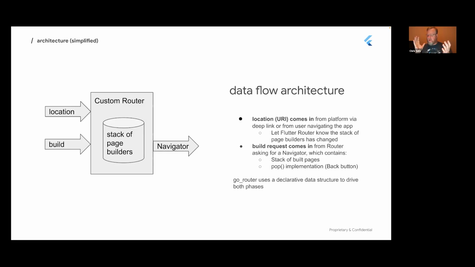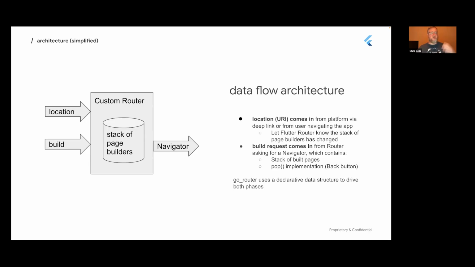And then phase two is, when it's time, the router will say, okay, I need the actual stack of pages. And that stack of pages is bundled into something called a navigator. And the navigator has two things. It's got the stack of pages, right? So if there's a single top level route, then it's just a stack of one page. If there's multiple pages, that's where you get things like the back button automatically appearing in the app bar, or the back button on Android starting to work.